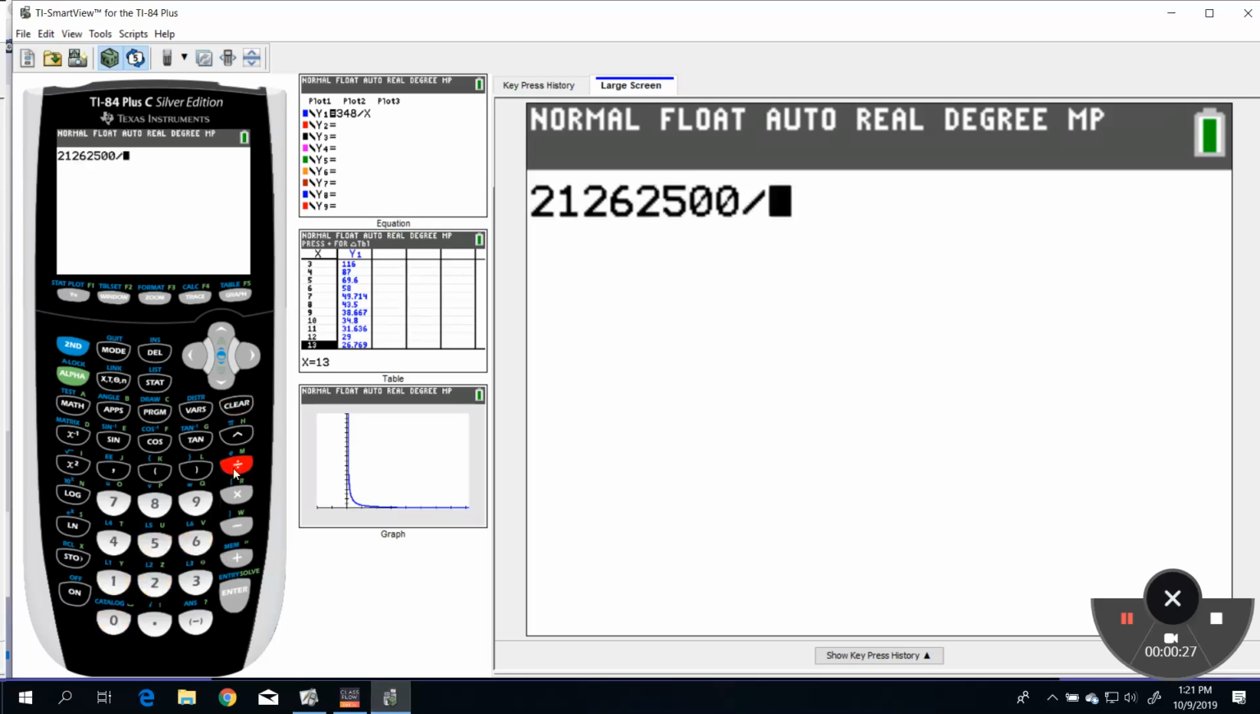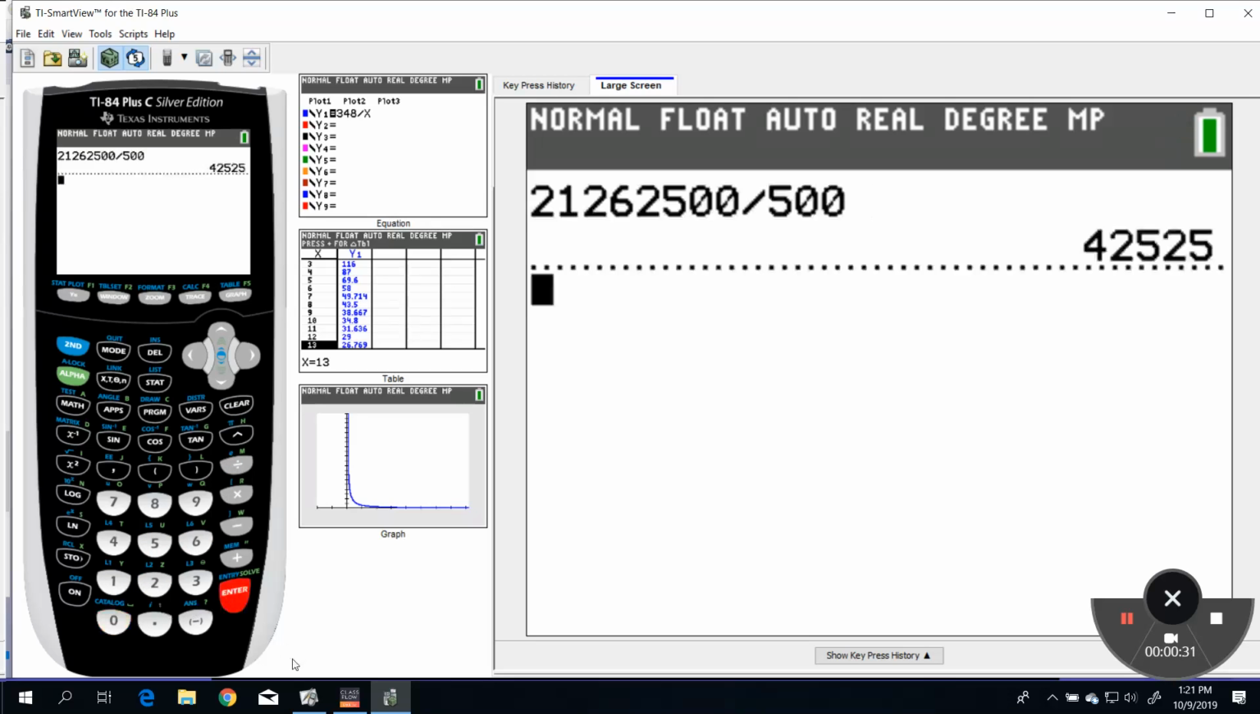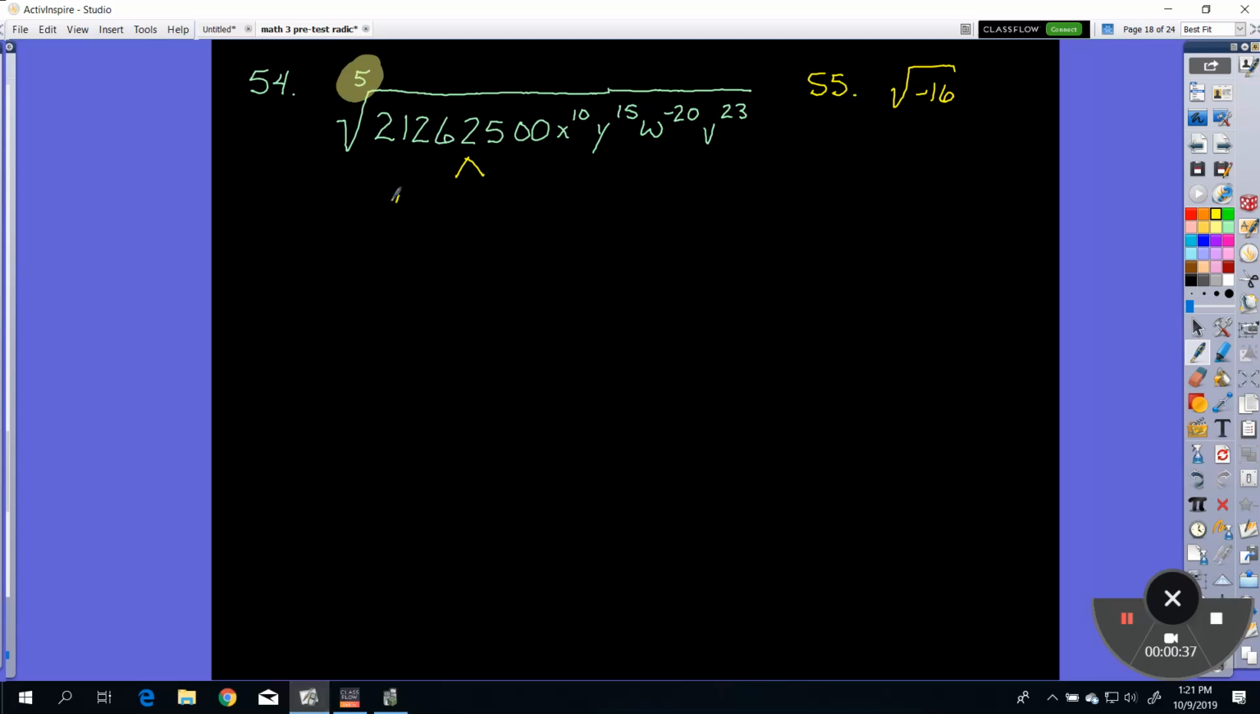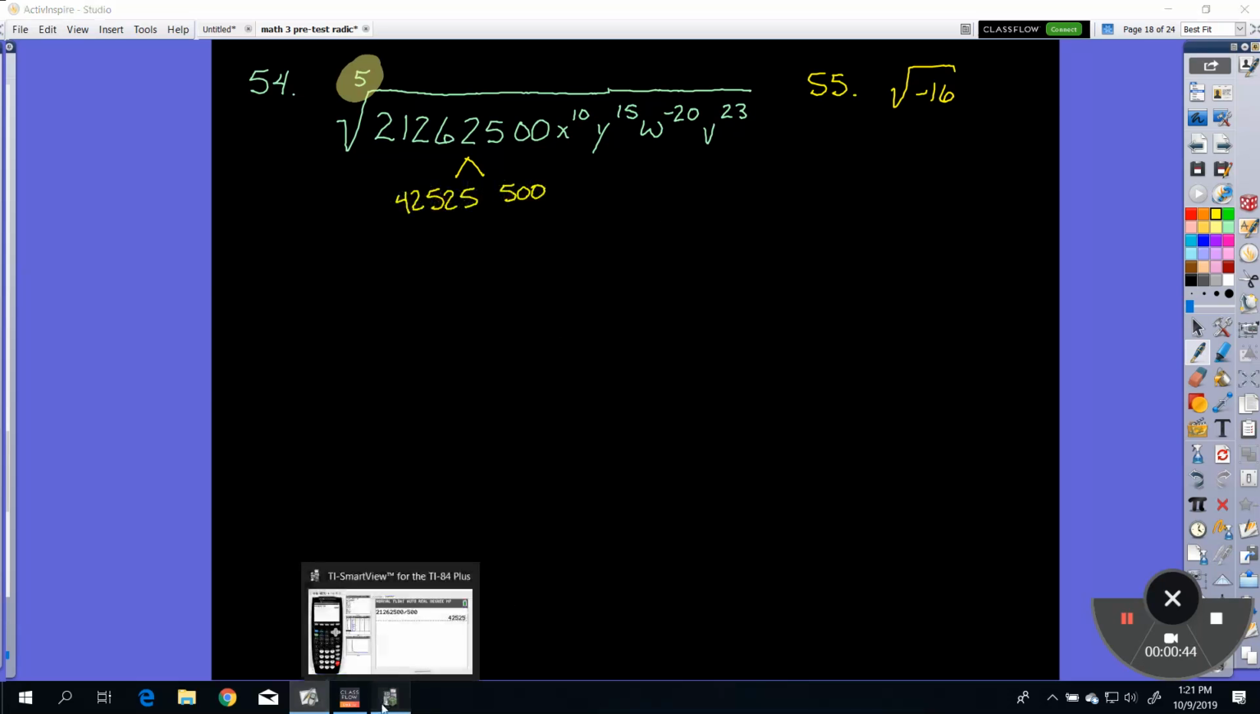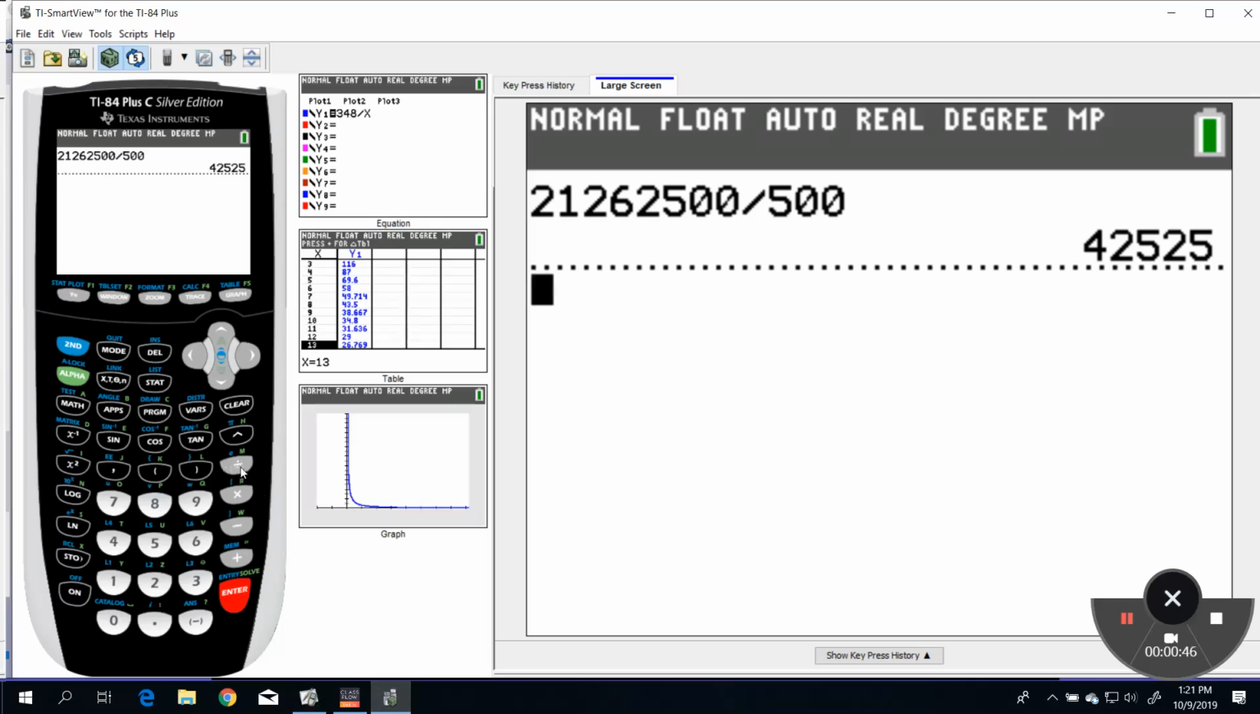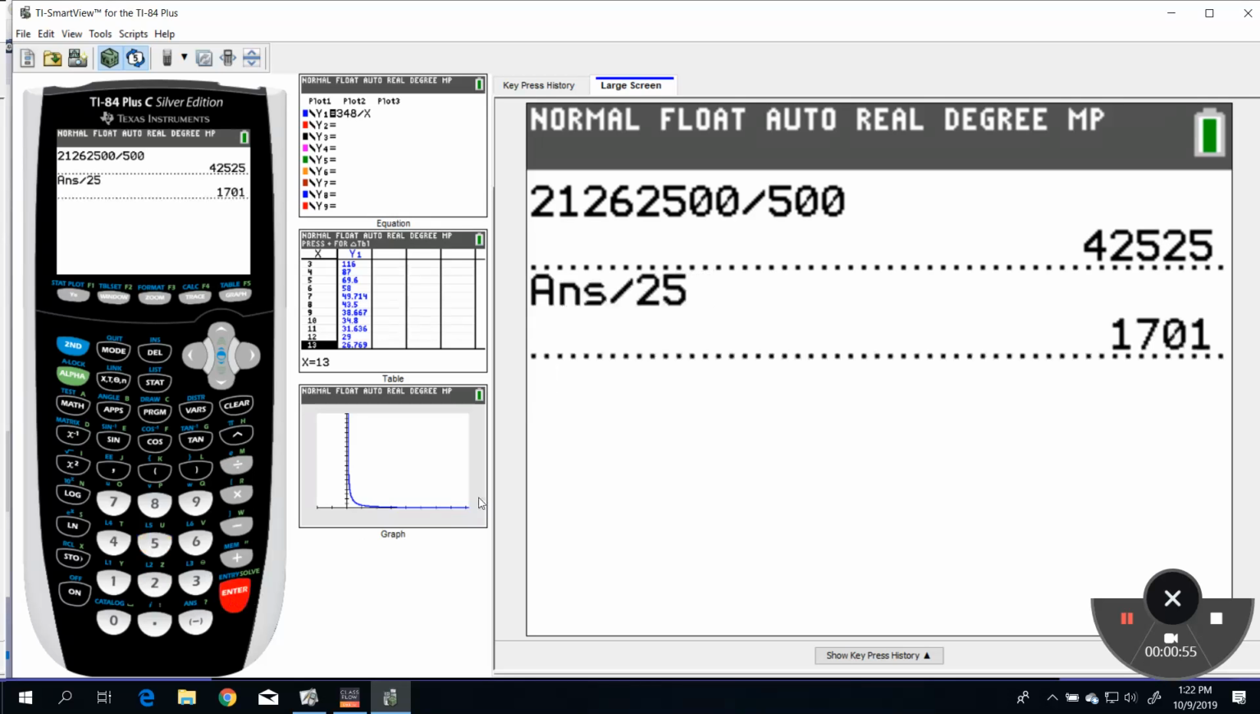212625500. I'm going to try dividing that by 500. And it's 42525, and that was 500. So now I'm going to try dividing this 42525. Since it ends in a 5, I'm going to try dividing it by 25, and that works. So 251701.